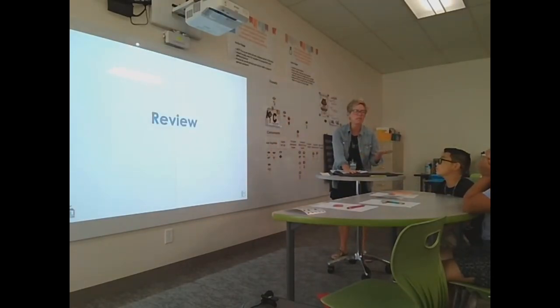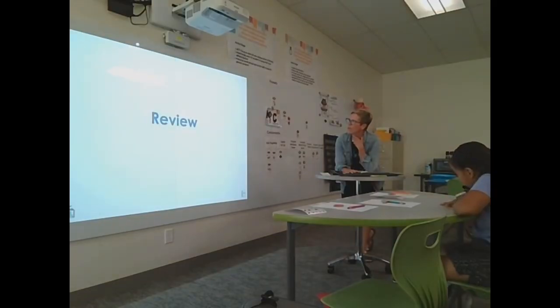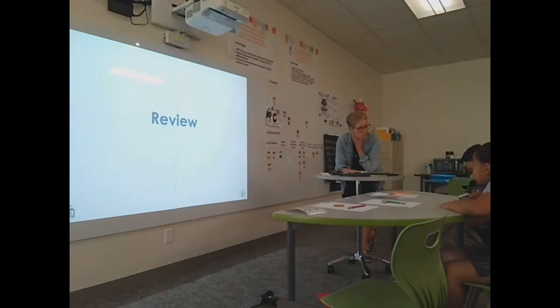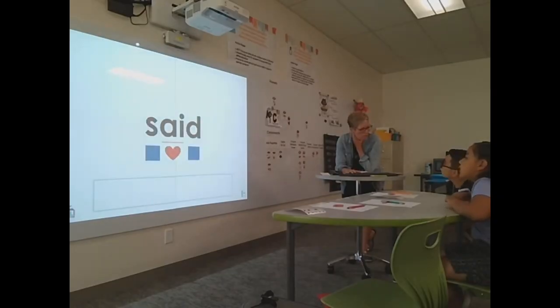Let's zip through these. These are our sight words, and I want you to tell me why some have blue boxes under them and some have red hearts. So let's just look at this word really quickly. What is that word? Sad. Sad or said? Said. It is said.